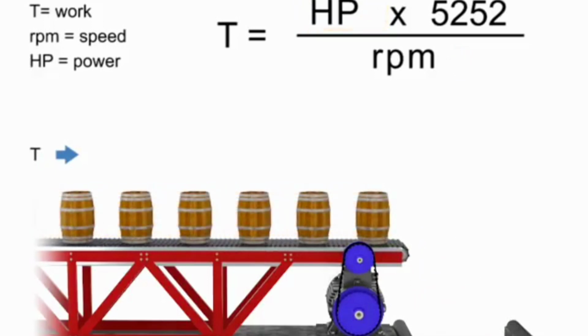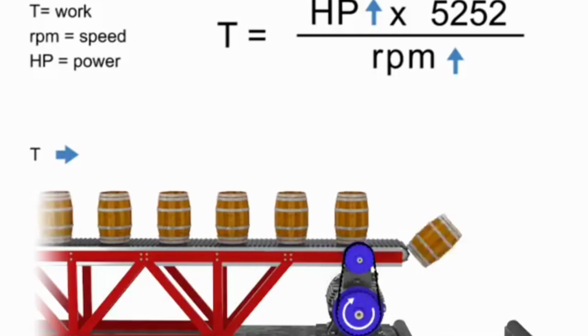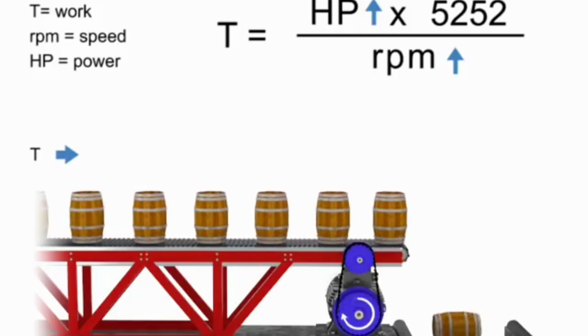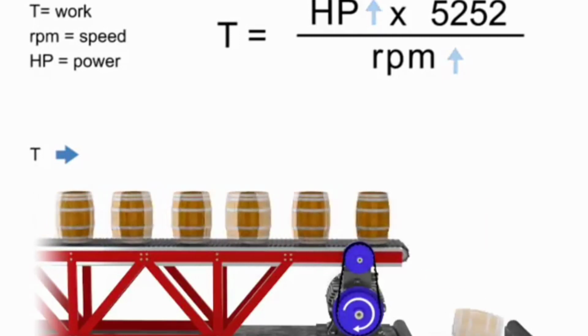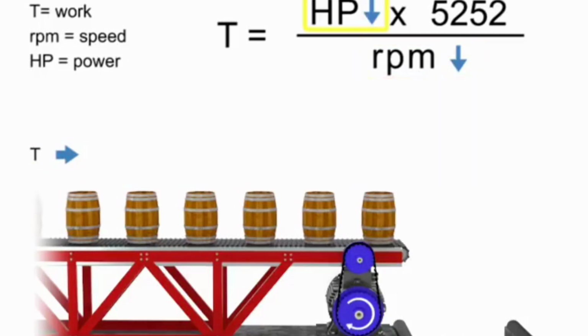Let's say we wish to keep torque constant but want to increase the production of barrels. If the torque or number of barrels on the conveyor belt remains constant but speed increases, then the horsepower of the motor also increases. In other words, a more powerful motor is required to produce the same amount of torque more quickly. Similarly, the opposite is true. If we wish torque to remain constant and decrease speed, then the horsepower of the motor also decreases.